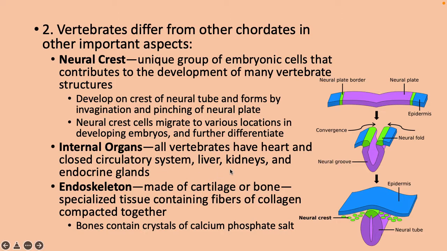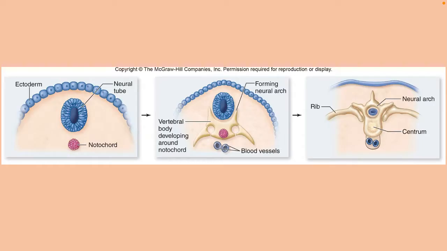All vertebrates have a heart, a closed circulatory system, liver, kidneys, and endocrine glands. They also have an endoskeleton, again, could be cartilage or bone. So you'll see that as we dissect. So just another diagram showing the neural crest and then how it can turn into the vertebral column.